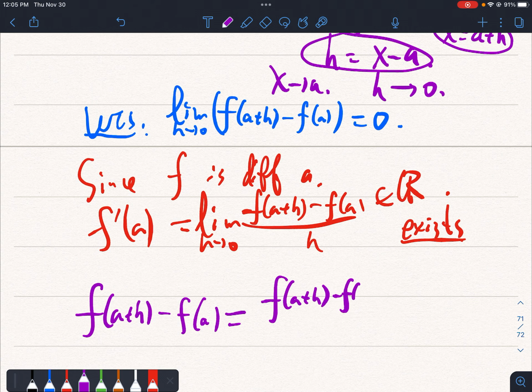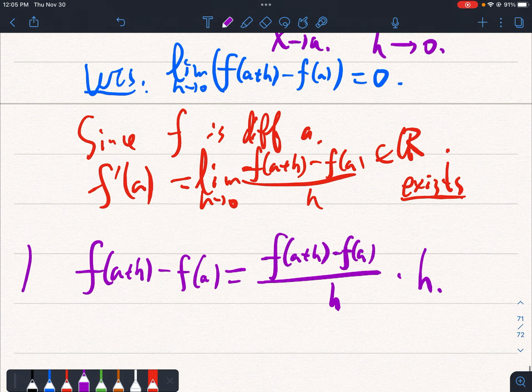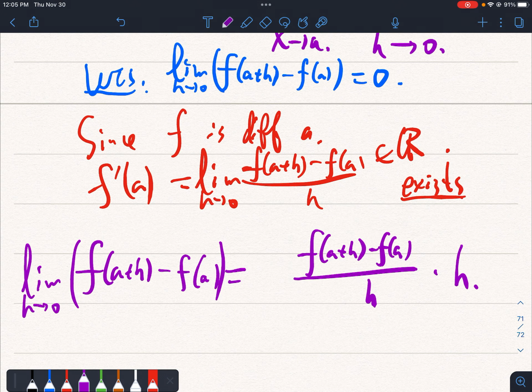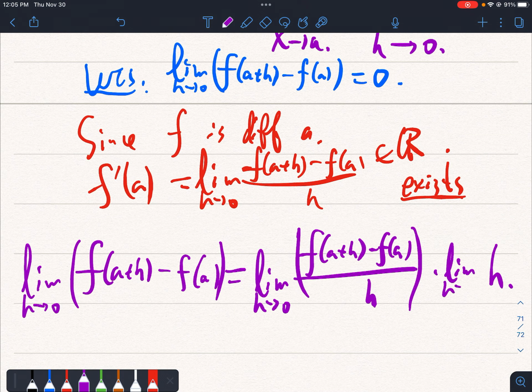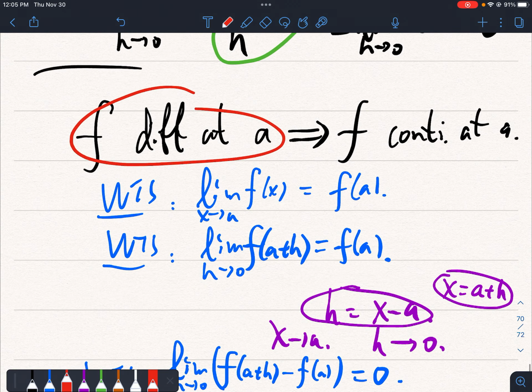Well, we can simply rewrite f of a plus h minus f of a as we first divide it by h and then multiply by h. This is a common trick, but a very simple trick. If we want to take the limit as h approaches 0, then we can take the limit of that, and we can show that both limits exist. Then we can use the product rule to rewrite this as the limit of this term times the limit of the next term.